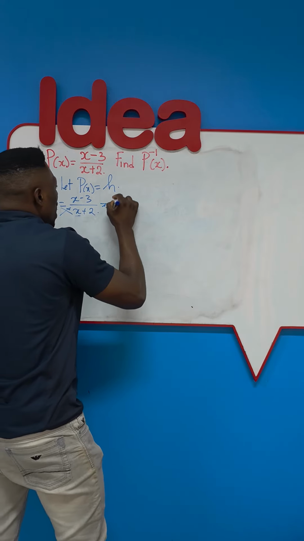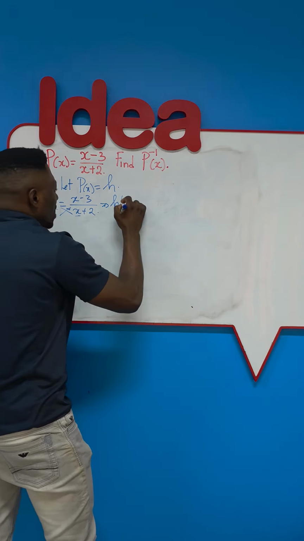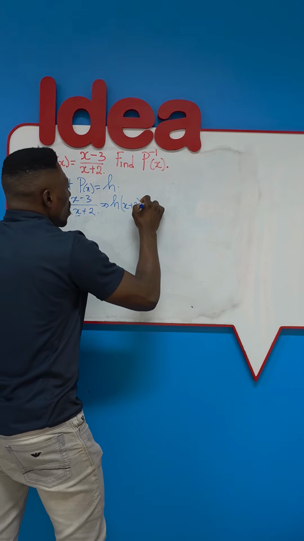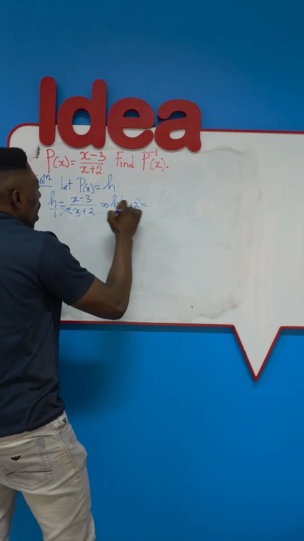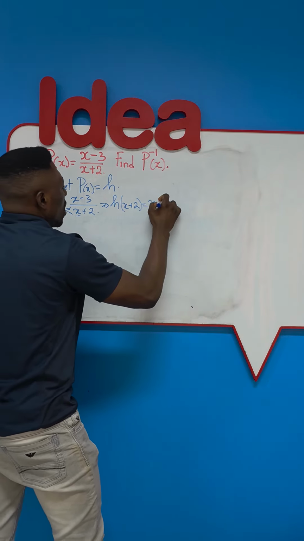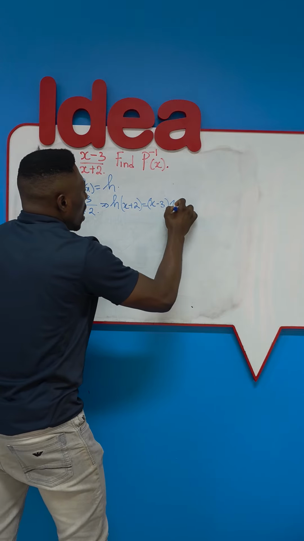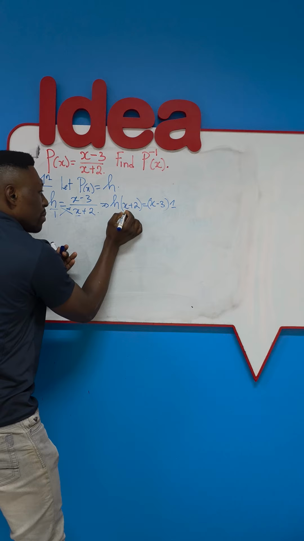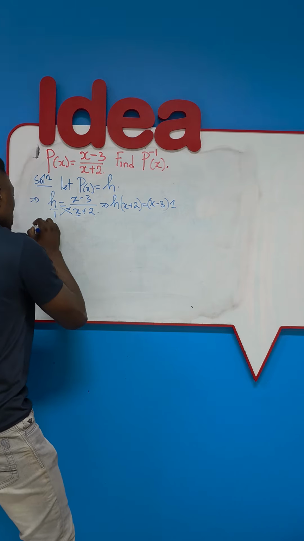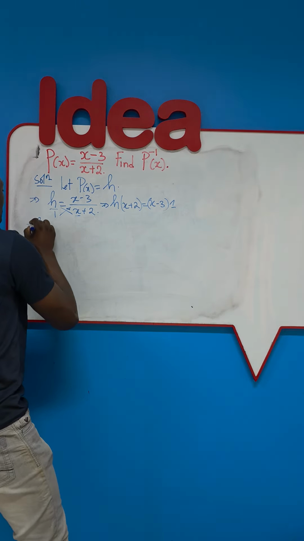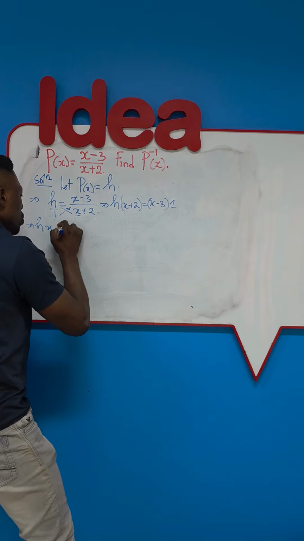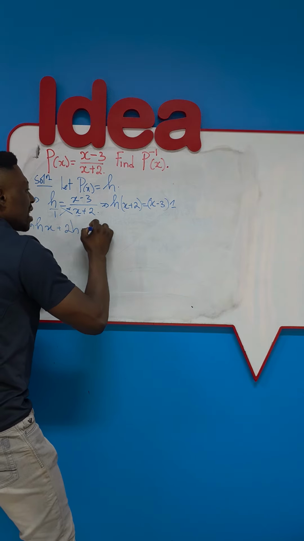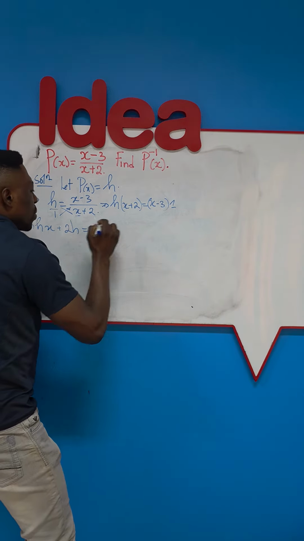So this means h multiplied by x plus 2 will equal 1 multiplied by all of this, which still remains itself. If you like, for clarity's sake, let's write it like this. Now let's expand this bracket. H times x is hx. This implies, now h times 2 is 2h. This equals x minus 3.